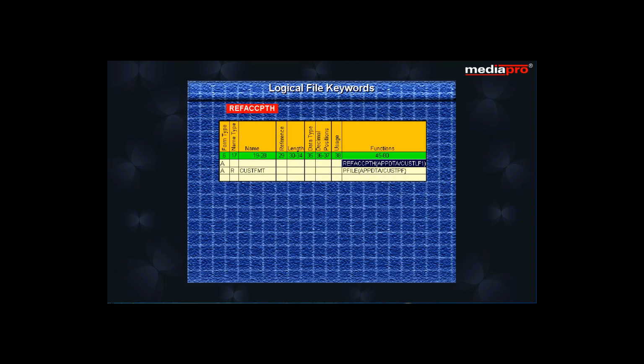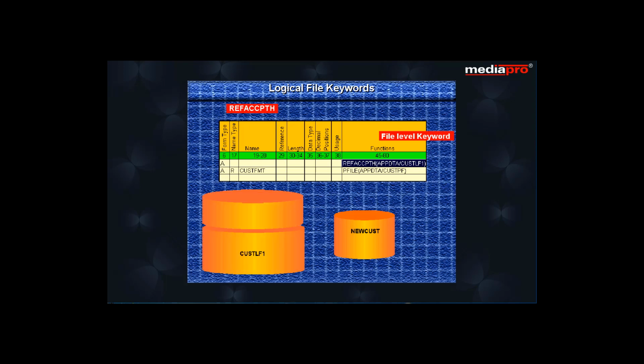Next, we move on to the reference access path keyword. This is a file level keyword. It specifies that the logical file has the same access path definition as the referenced file, that is, the same key field definition and select omit logic.